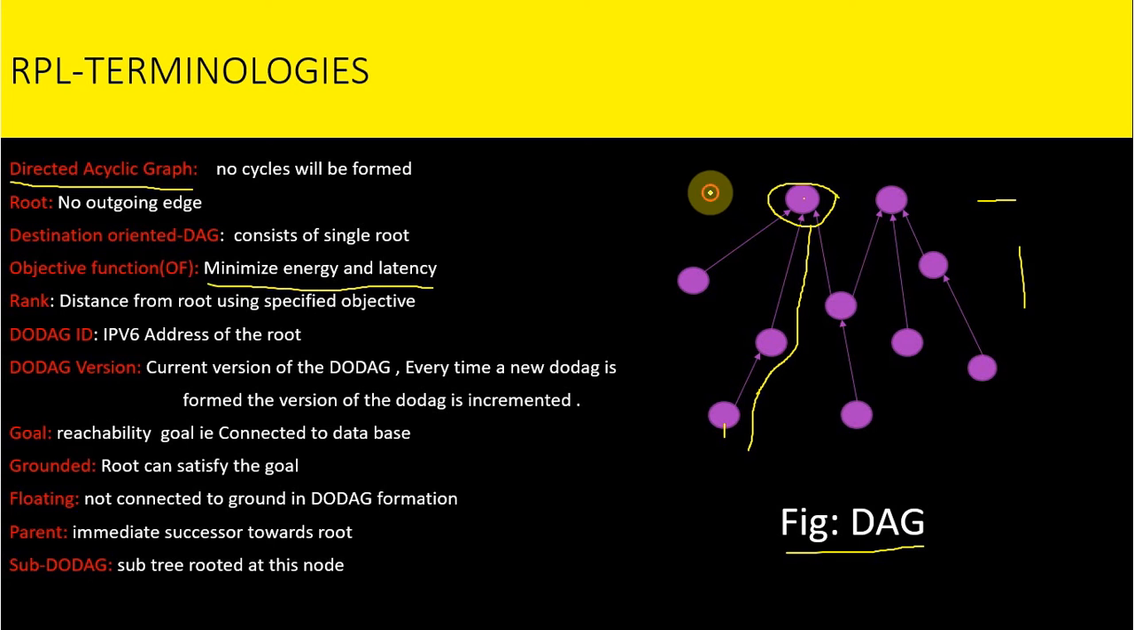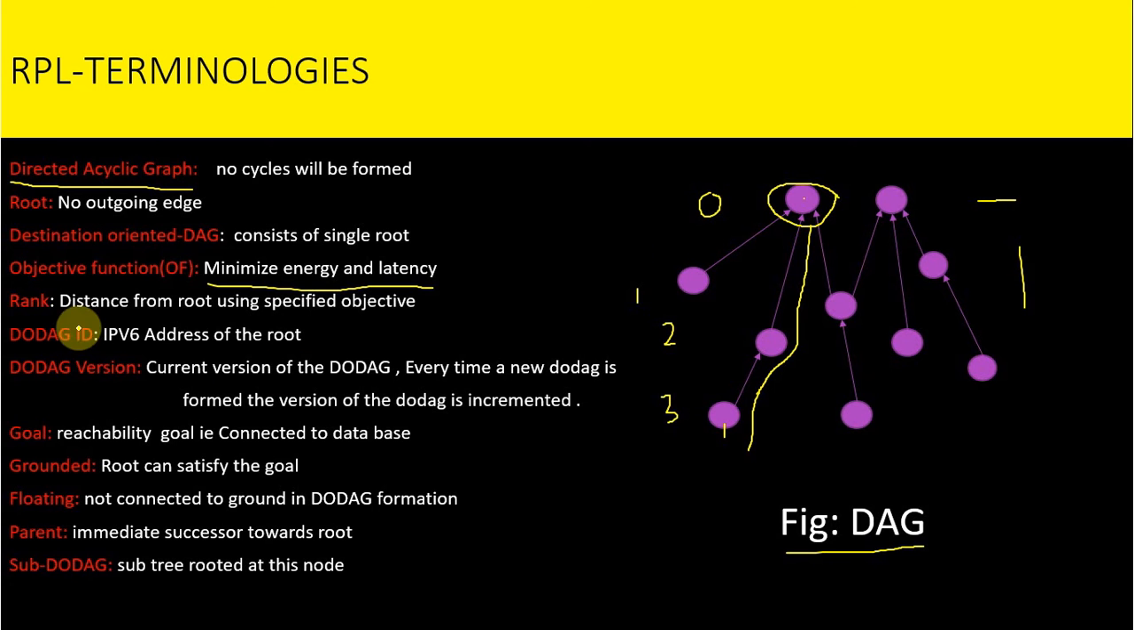So rank of this one is 0 and rank of this one will be 1, and then rank of this one will be 2, rank of this one will be 3. So as you move away from the root, the rank will increase, and as you move close to the root, the rank will decrease. So the rank of the root will always be 0.